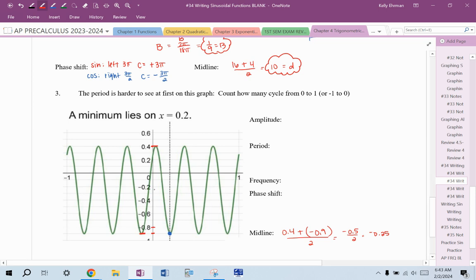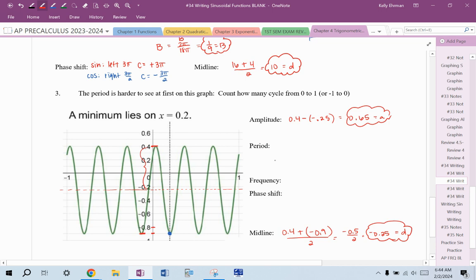So let's draw that in just so we can see it. So here's negative 0.2, here's negative 0.3. So negative 0.25 is like here. You don't have to draw this in. I just like having that visual. And then that's going to help me. So this is the D value, by the way, minus 0.25. That should help me find amplitude. Amplitude is this distance from the max to the min. So it's 0.4 minus negative 0.25. So 0.40 plus 0.25 is positive 0.65. So that's the A.